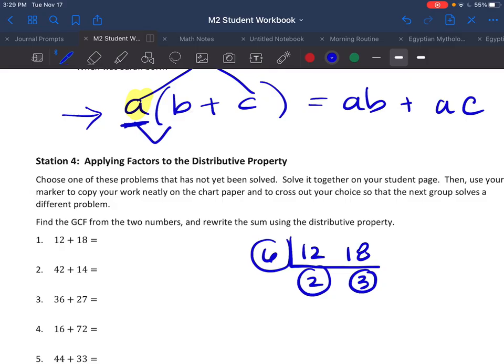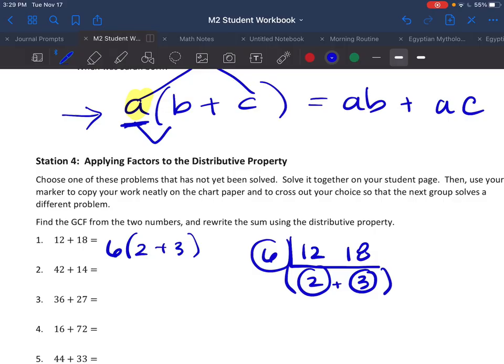So I can translate this to my distributive property up here. This is my GCF. That's what goes outside. So my 6 will go outside my parentheses, and then my parentheses will be around these two numbers, and these are the numbers I add together. So then I'm going to have 2 plus 3 inside my parentheses.